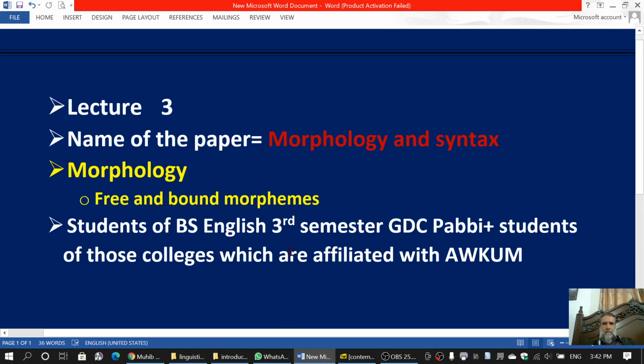Bismillah ar-Rahman ar-Rahim. This is lecture number 3. The name of the paper is Morphology and Syntax. The chapter is Morphology, and in morphology we will do free morphemes and bound morphemes.